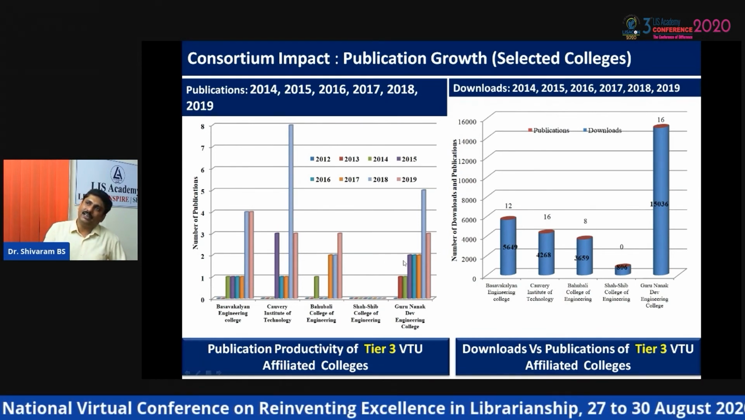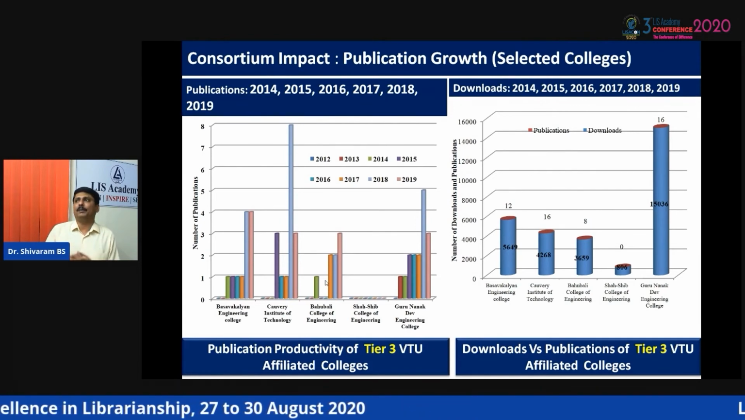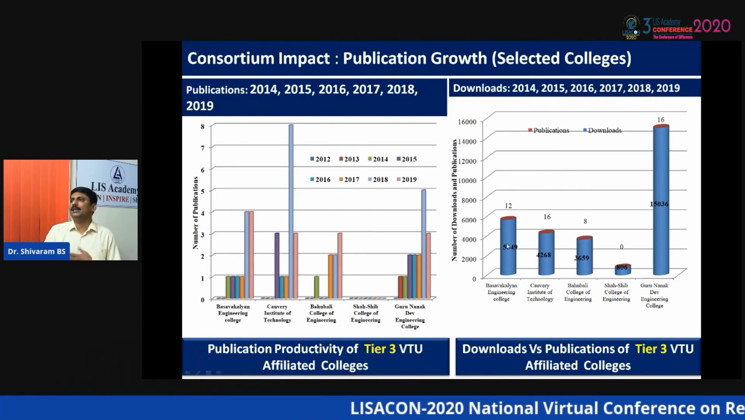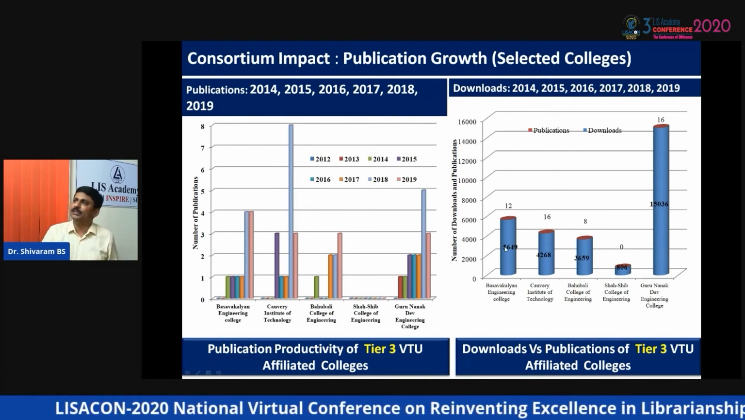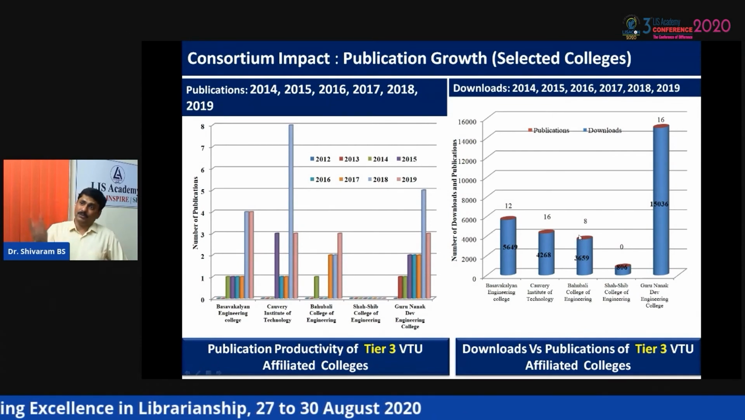But a few other colleges started coming onto the Scopus database. They started publishing, and their downloads are also somewhat correlating. For example, the downloads were, of course, much less compared to tier 1 and tier 2. Publications were also relatively less compared to the other 2 categories.